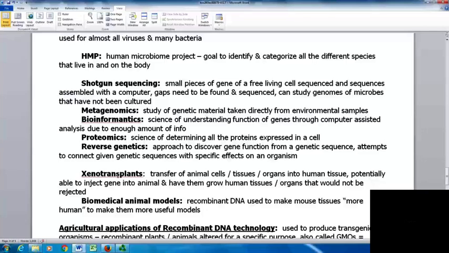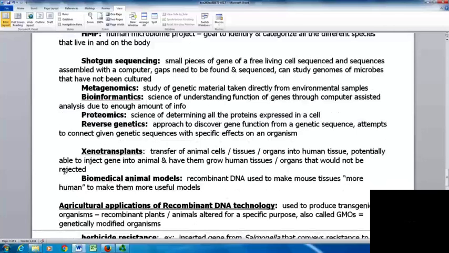With reverse genetics, this is an approach to discover the gene function from a genetic sequence. This is attempting to connect the given genetic sequences with specific effects on an organism. So this is trying to be able to see what the genes do by looking at what certain sequences do, that maybe we can extrapolate that information.